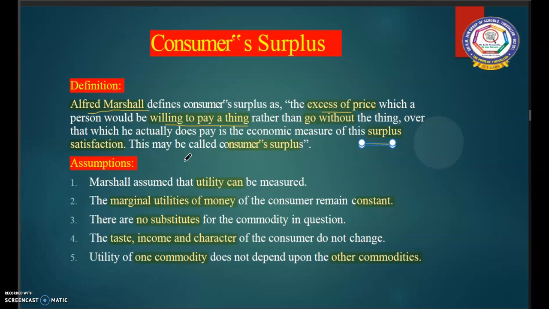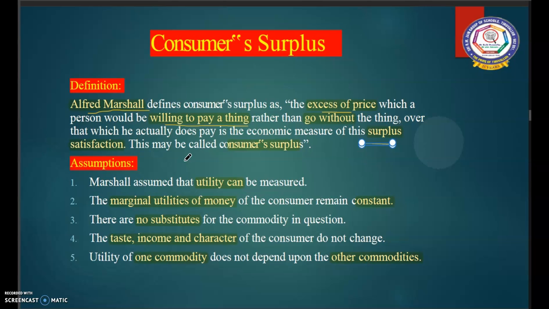You expected the price of that dress to be 2000, but how much are you actually paying? You are going to pay only 1500. So 2000 minus 1500, that rupees 500, is the consumer surplus. The person would be willing to pay that for a thing instead of going without it, over what he actually does pay. It is the economic measure of this surplus satisfaction.